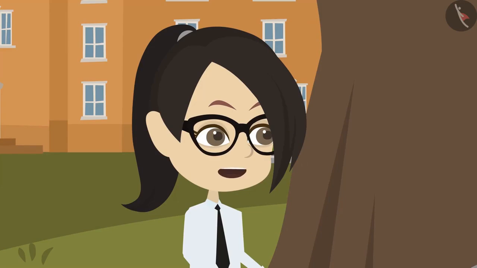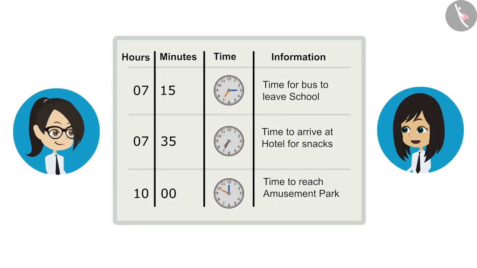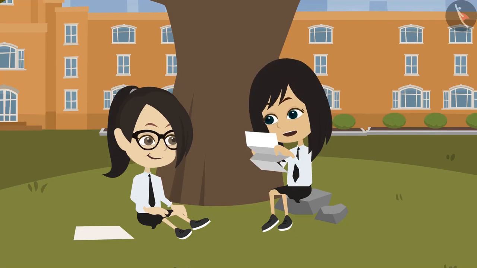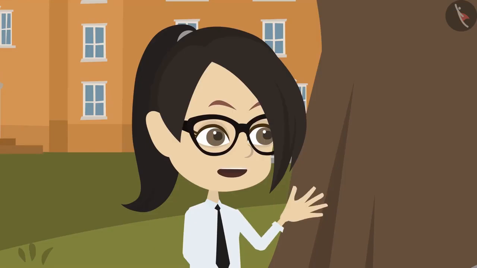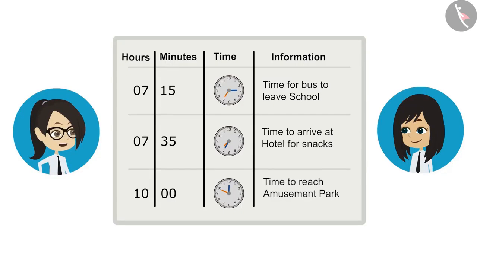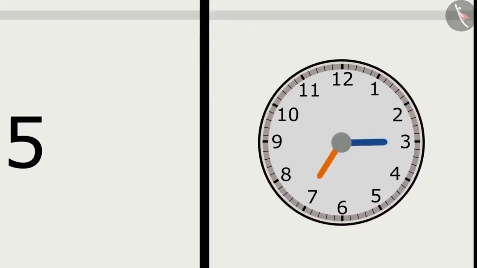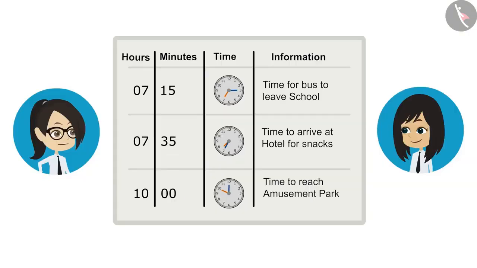Okay, show the timetable. Look, our bus will leave at 15 minutes past 7 o'clock and will arrive at the hotel at 35 minutes past 7 o'clock, where we all will have our breakfast. Now, Neha, first we have to see how much time our bus will take to reach from the school to the hotel. Look at the minute hand: when the time is 15 minutes past 7 o'clock, the minute hand is at 3, and when it is 35 minutes past 7 o'clock, the minute hand is at 7. We only have to find the difference between minutes now.